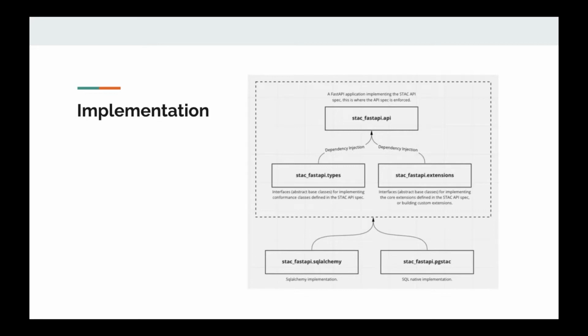API, types, and extensions are the three packages that you'll want to look at. SQLAlchemy and pgstac are great if you just want to deploy a Postgres-backed STAC API. But you mostly won't be touching any code in SQLAlchemy or pgstac if you want to implement your own STAC API.